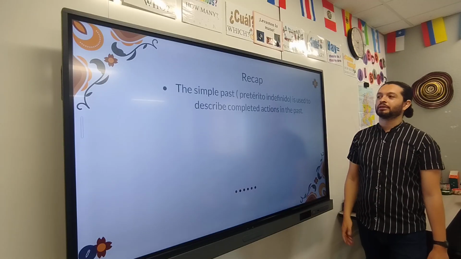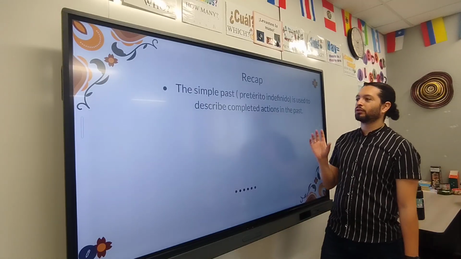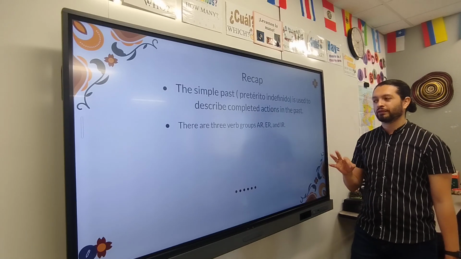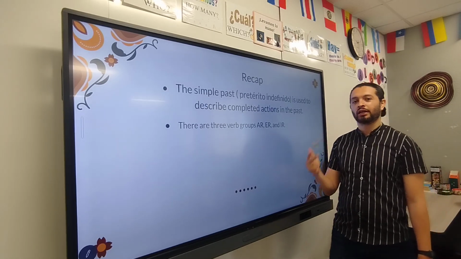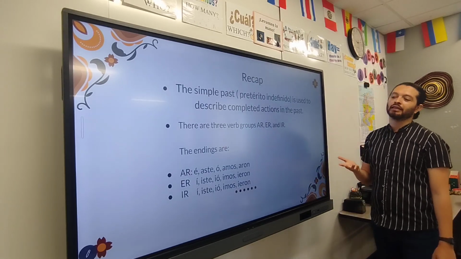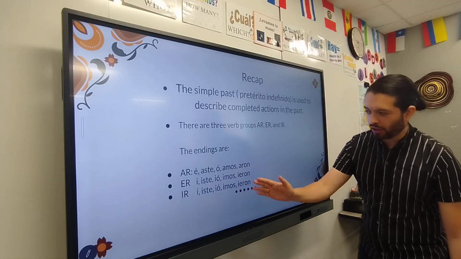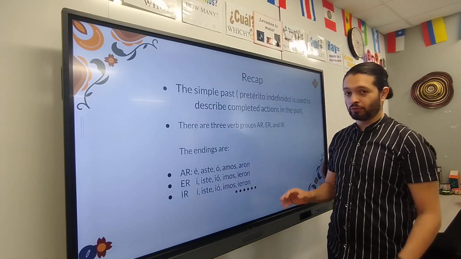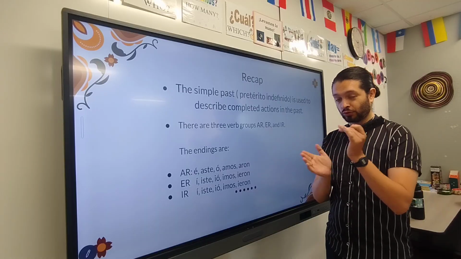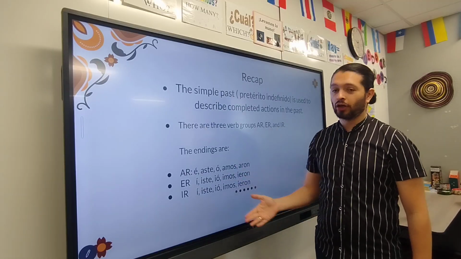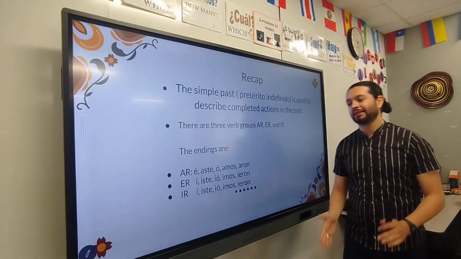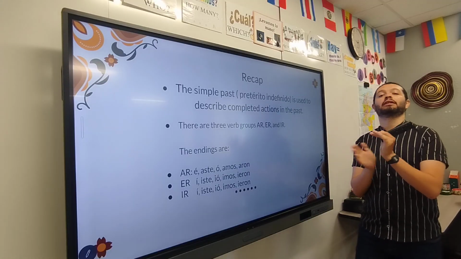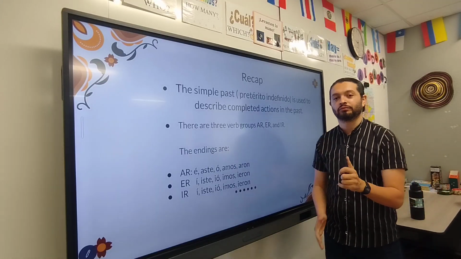To recap, the simple past, pretérito indefinido, is used to describe completed actions in the past. We have 3 verb groups, AR, ER, and IR. And the endings for AR are é, aste, ó, amos, aron. Remember, é, aste, ó, amos, aron. And for ER and IR, we're going to have the same endings: í, iste, ió, imos, ieron.